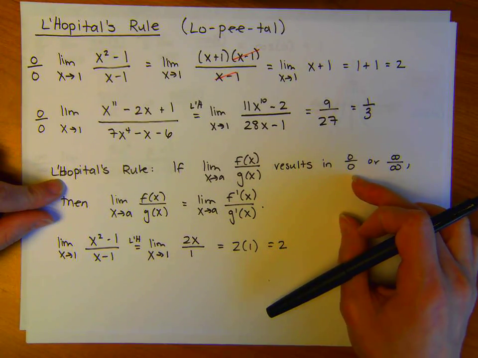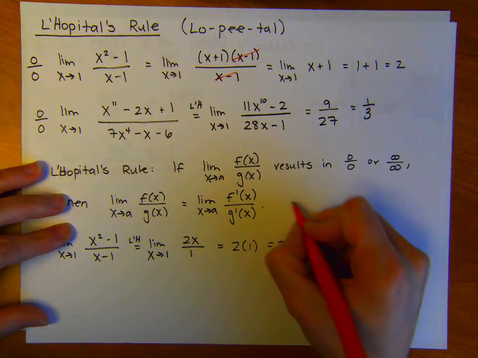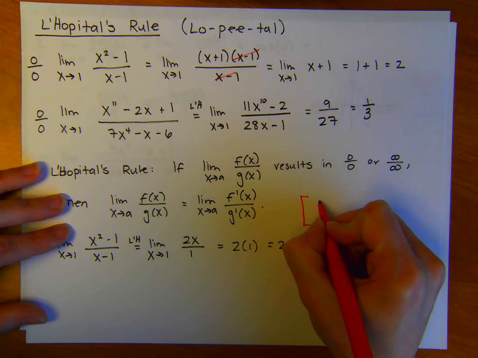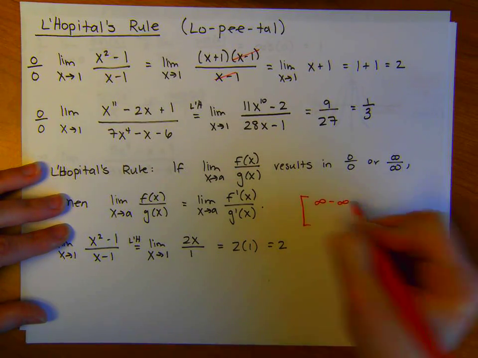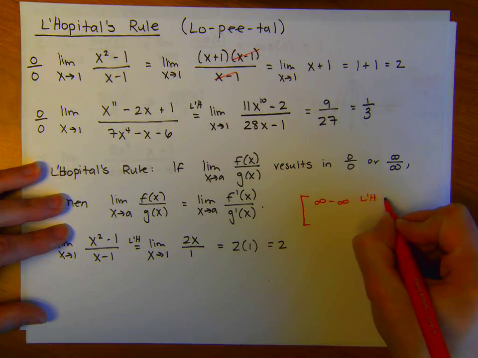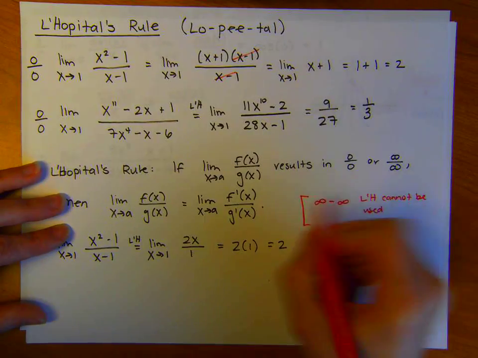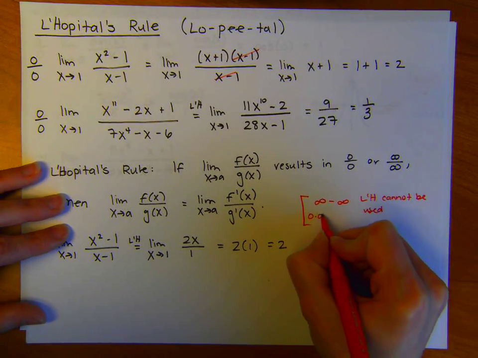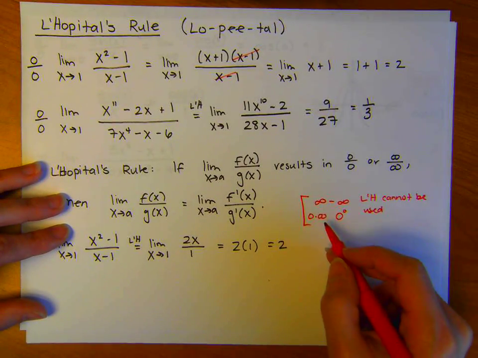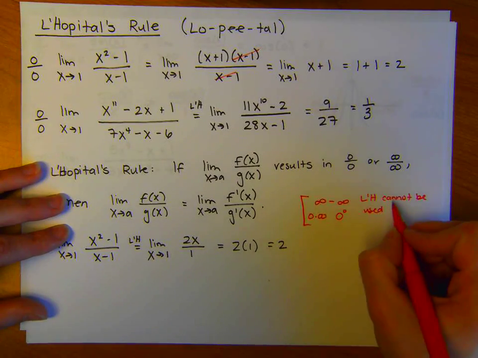0 over 0 or infinity over infinity. Let me just do a quick little side note here. These are both indeterminate forms. We have talked about other indeterminate forms, like infinity minus infinity, perhaps. This is indeterminate, but L'Hopital's cannot be used here. Similarly, like 0 times infinity or 0 to the 0, those are all situations where it is indeterminate, but we can't necessarily use L'Hopital's.